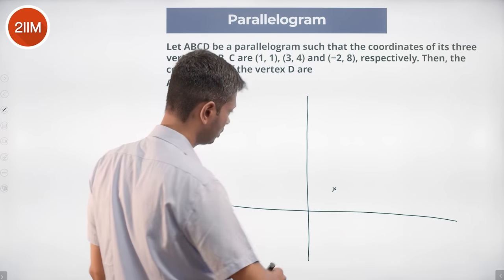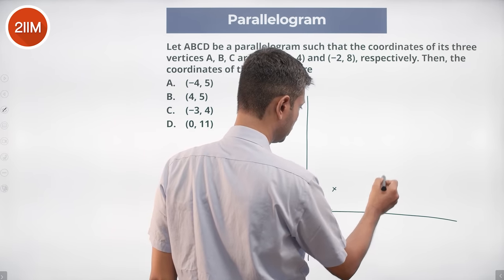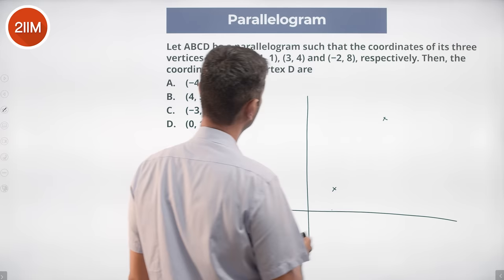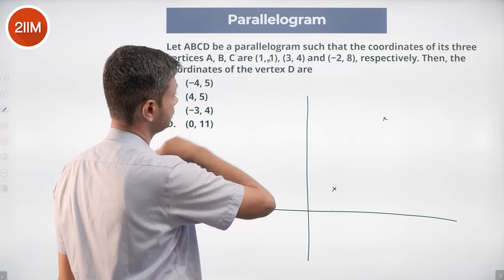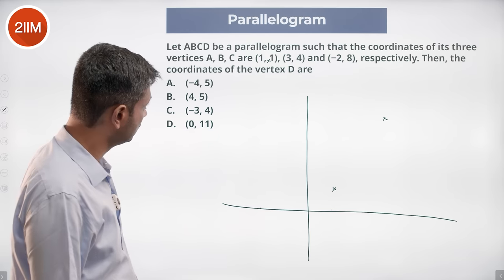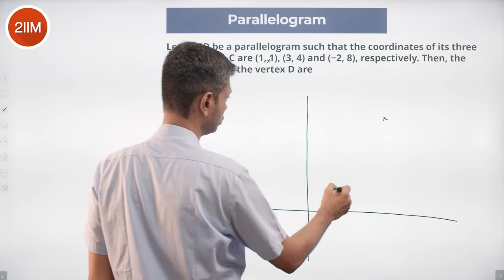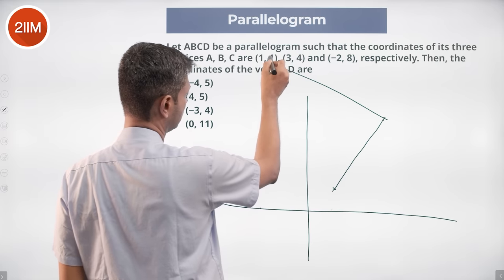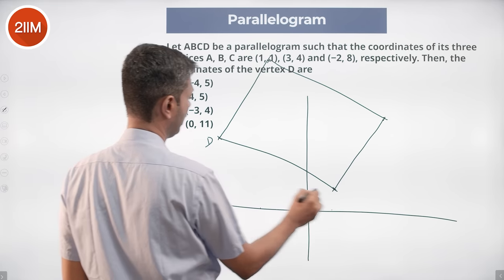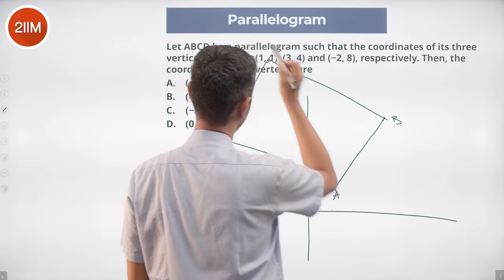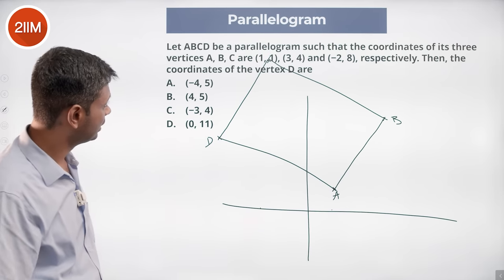A is (1, 1), B is (3, 4), C is (-2, 8), somewhere here. This is a parallelogram, so it goes like this, like this. It should be D, this is A, B, C somewhere there, and it should be D. How do we do this?